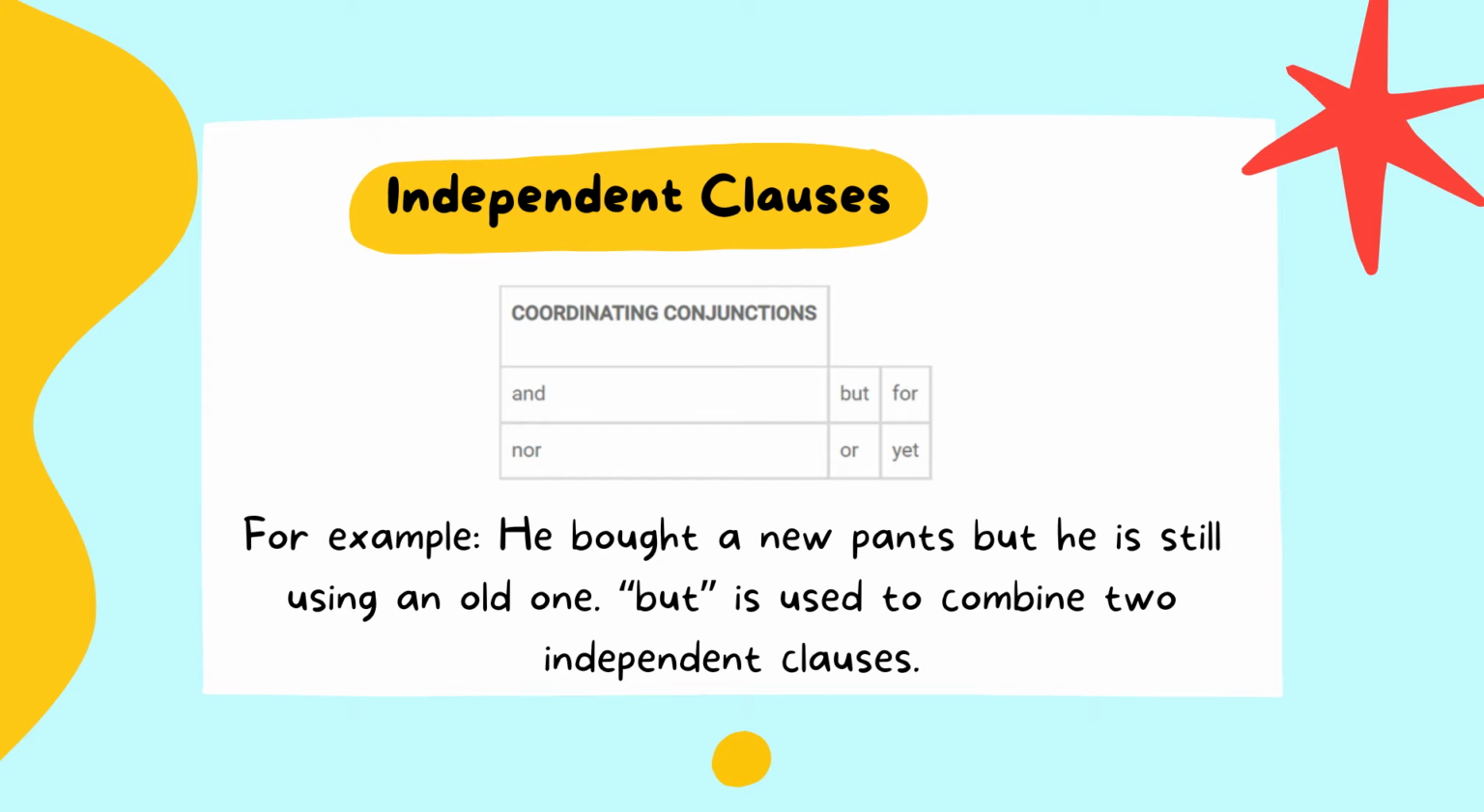For example, and, but, for, etc. This is a clear example: "He bought new pants, but he's still using an old one." "But" is used to combine two independent clauses.